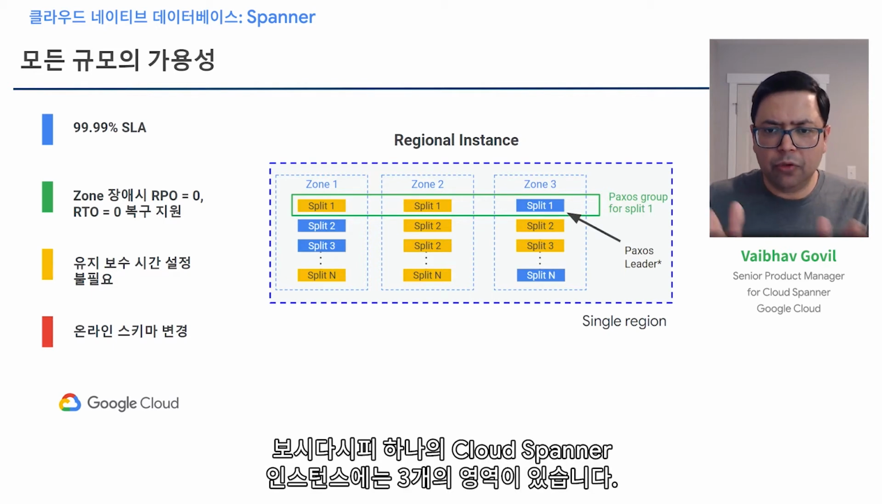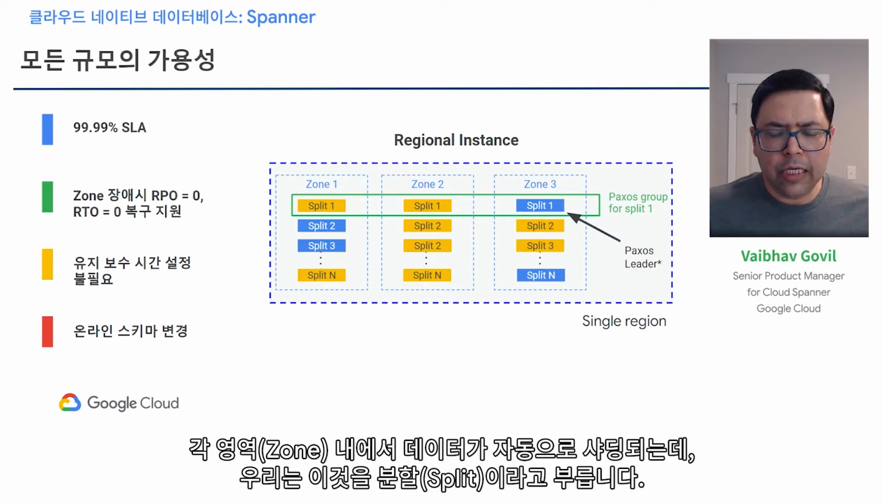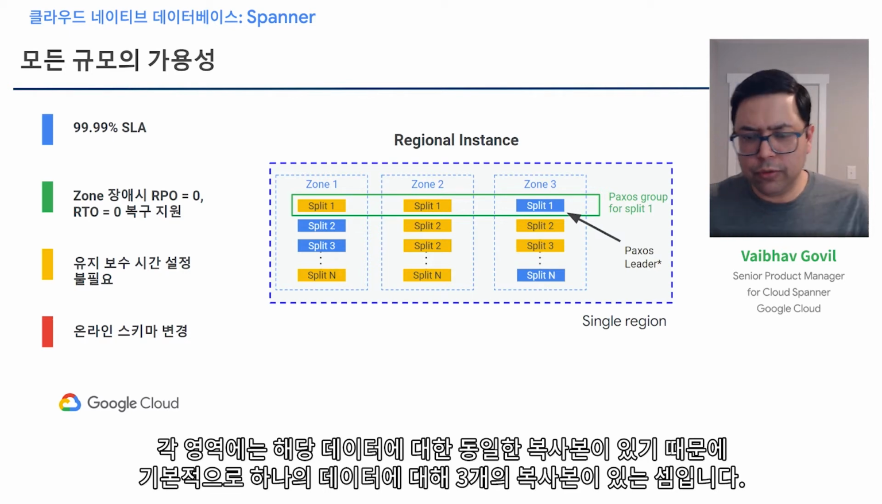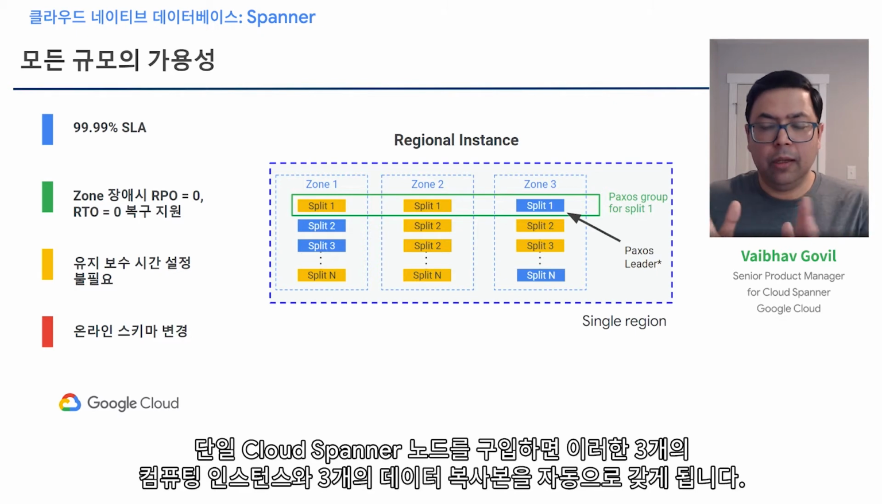As you can see, there are 3 zones in a particular Spanner instance. Within each of the zones, the data is automatically sharded, or what we internally refer to as splits. And there's the same copy of the data in each of the zones. So there are basically 3 copies of data. When you buy a single Spanner node, you get automatically, transparently, you get these 3 compute instances and 3 copies of the data behind the scenes.